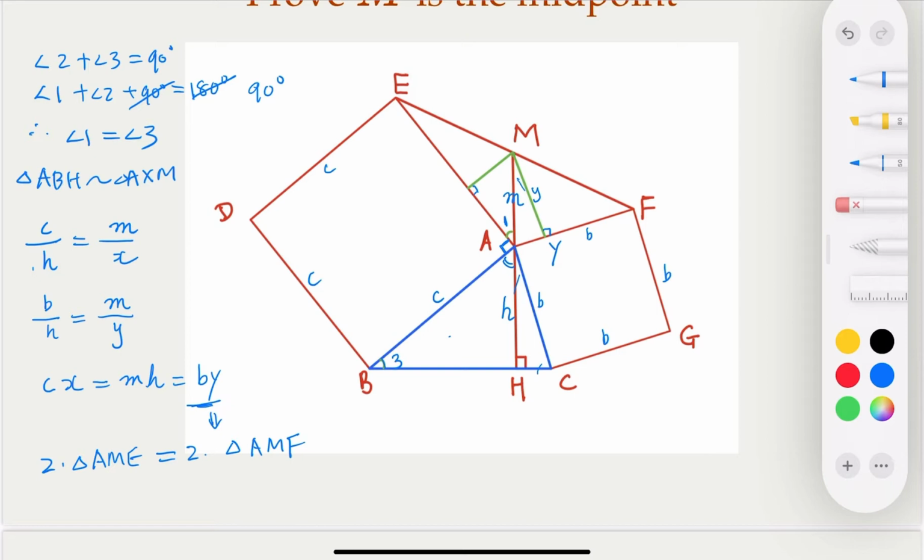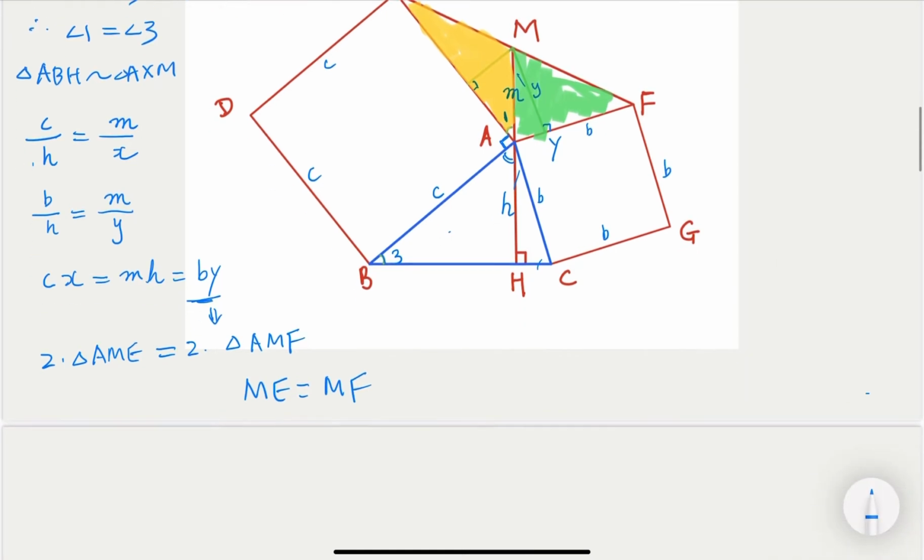So what we're saying here is that this triangle, and let me change the color here, and the other triangle, they have the same areas. So in that case, I claim that M is the midpoint. In other words, ME equals MF. You may wonder why that is the case.